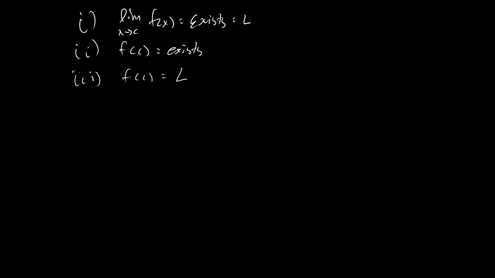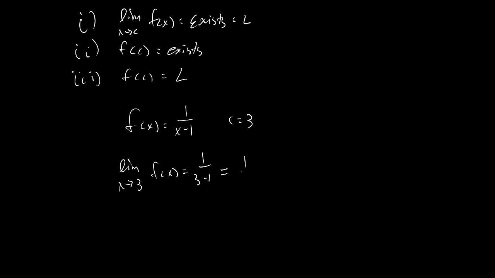So we need to show that f of x, which is 1 over x minus 1, is continuous at c equal to 3. First thing, limit. So I'm going to say the limit as x approaches 3 of my f of x. First thing I'm going to try to do is plug in: 1 over 3 minus 1, which is equal to 1/2. Yay. And next thing is I'm going to find f of 3, which is equal to 1 over 3 minus 1. Hey, it's the same thing.